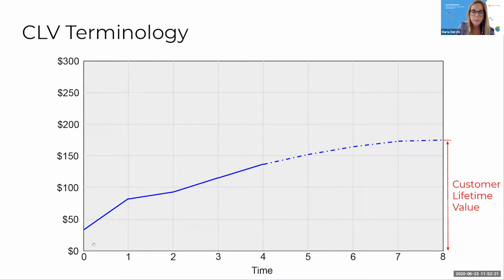Next question is from Arthur. What do you think about the usability of the LTV on B2B business models, where usually the client buys on a one-time punctual contract?